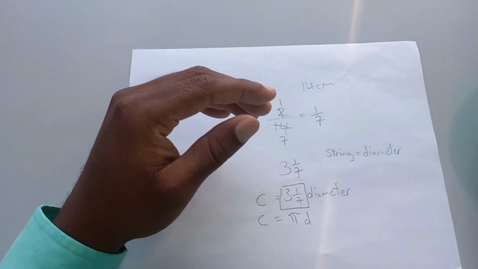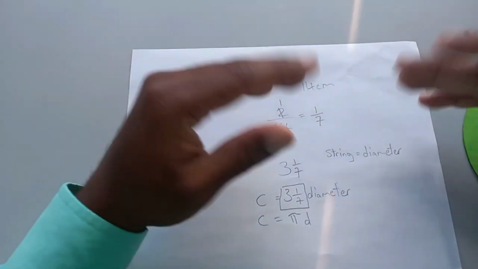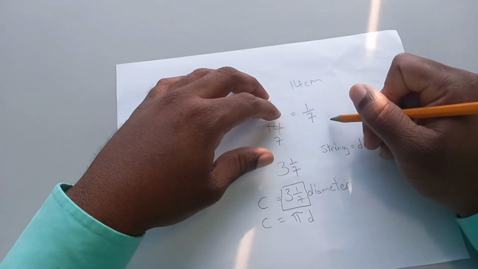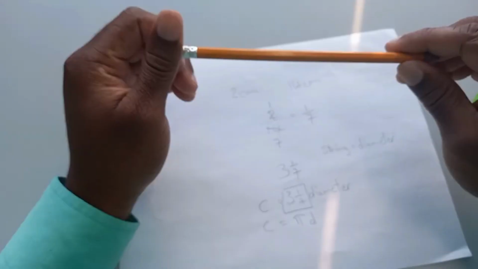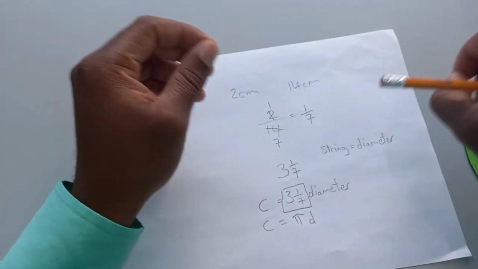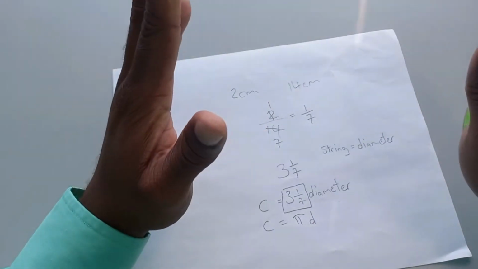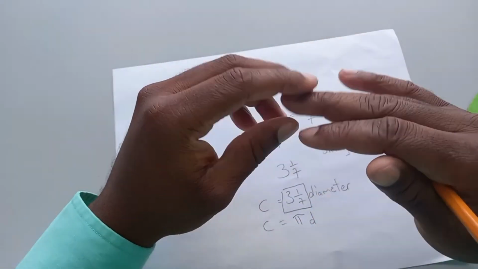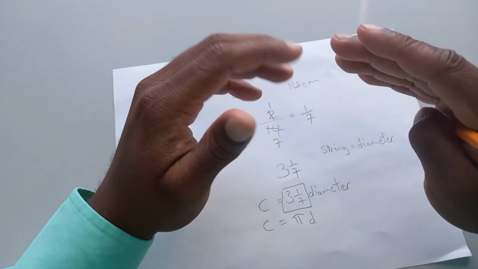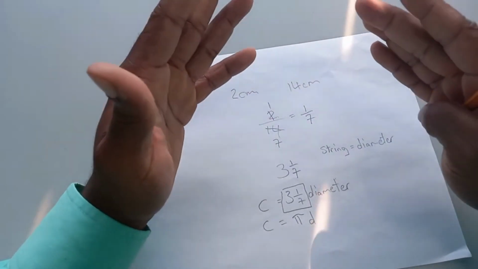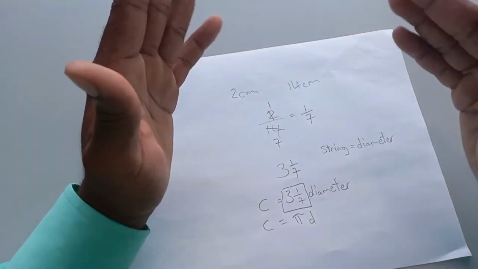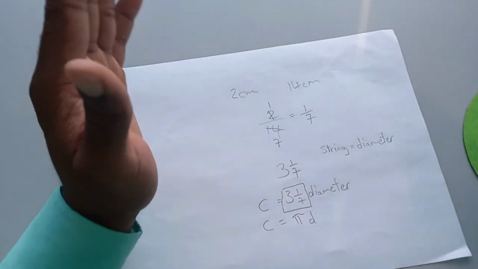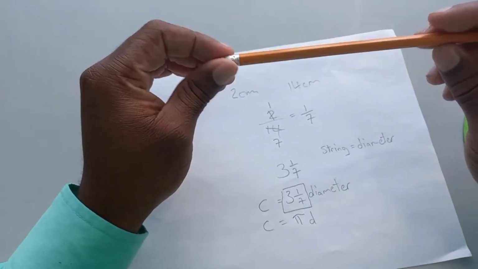So for example, after doing the measurement and realizing that it will take 3 1/7 of the string to completely go around the circumference of the circle, you can ask a student what conclusion can be made from this. Hopefully they'll tell you that there is a relationship between the circumference and the diameter of any circle, right?